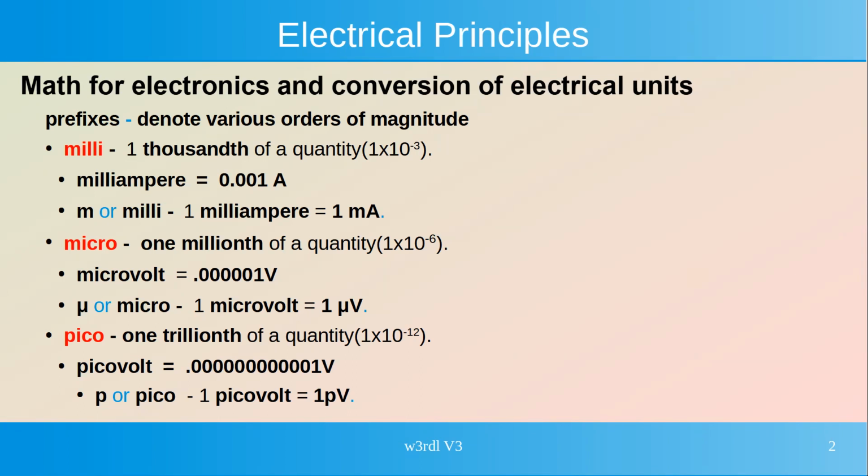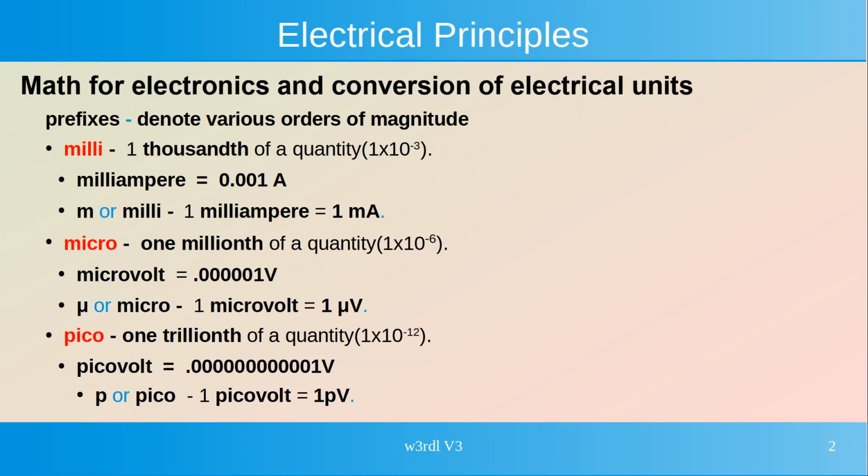The next one is a pico, and actually I skipped one in the middle because I didn't have room on the chart. But we'll talk about it in a minute. The pico is a trillionth, or 1 × 10⁻¹², and we use the lowercase p to represent a pico. The one I skipped is a nano, which is 10⁻⁹.